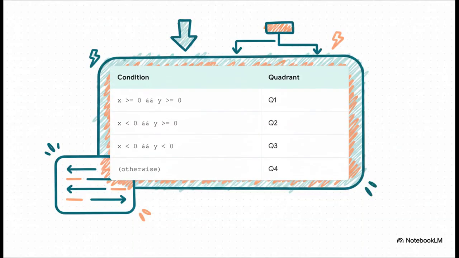So let's put it all together. Let's say you have a point record and you need to figure out which quadrant it's in. By using record patterns to grab x and y, and then guarded patterns with when to check their values, you can write code that reads almost exactly like this logic table right here. It's just so clean, so declarative, and incredibly easy to understand what's going on.